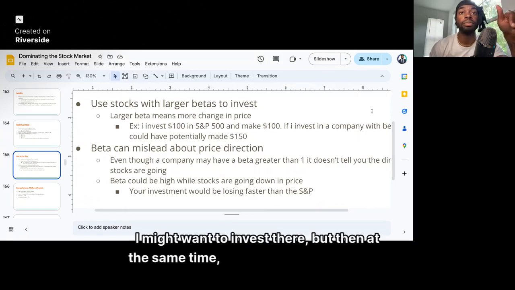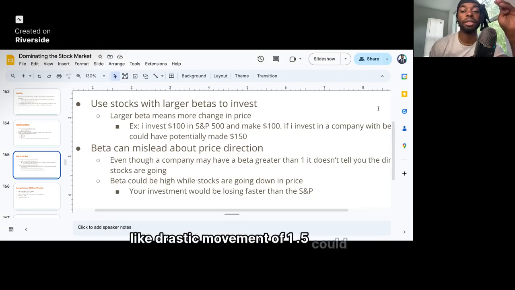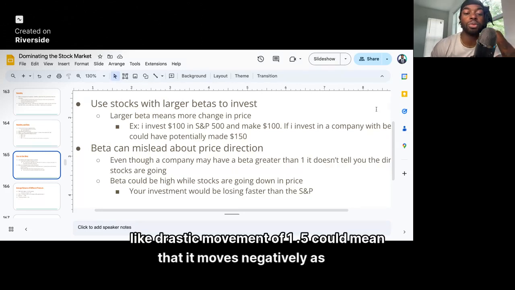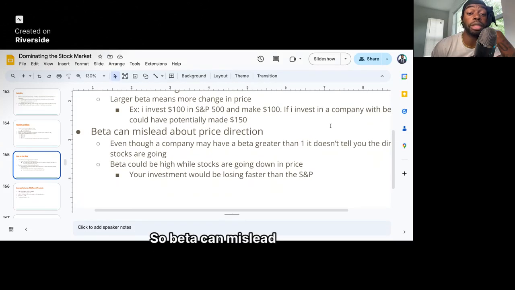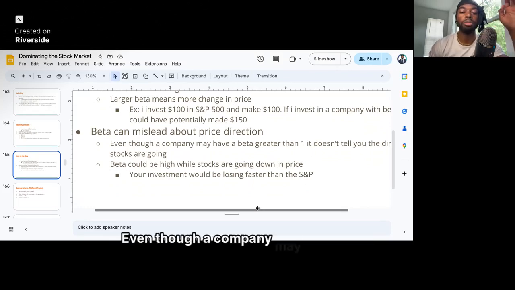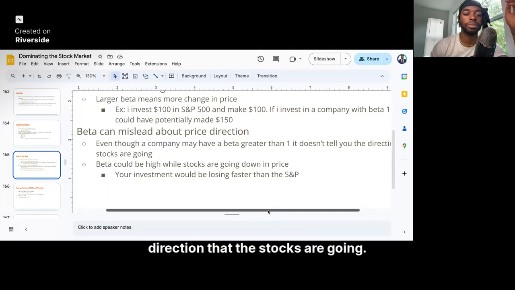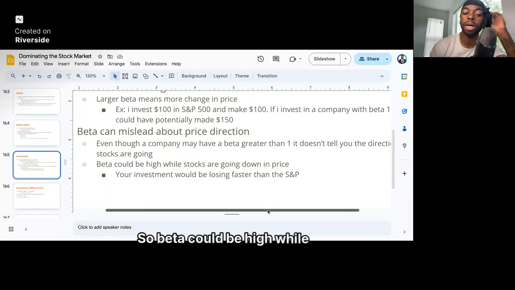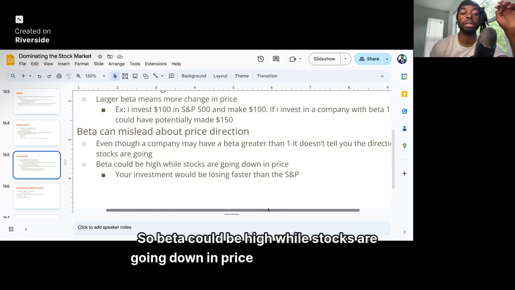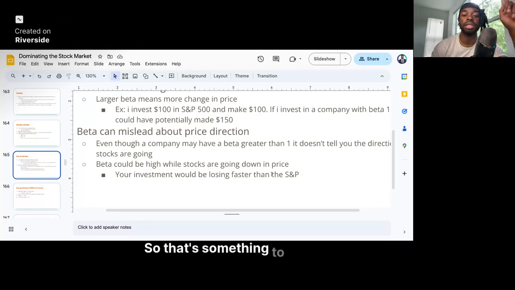But then at the same time, beta could move the other way. So it could cause like drastic movement of 1.5 could mean that it moves negatively as well. So beta can mislead you about the direction of the price of a stock. Even though a company may have a greater beta than 1, it doesn't tell you the direction that the stocks are going. So beta could be high while stocks are going down in price, and your investment would be losing faster than the S&P 500 if it is a down year. So that's something to keep in mind.